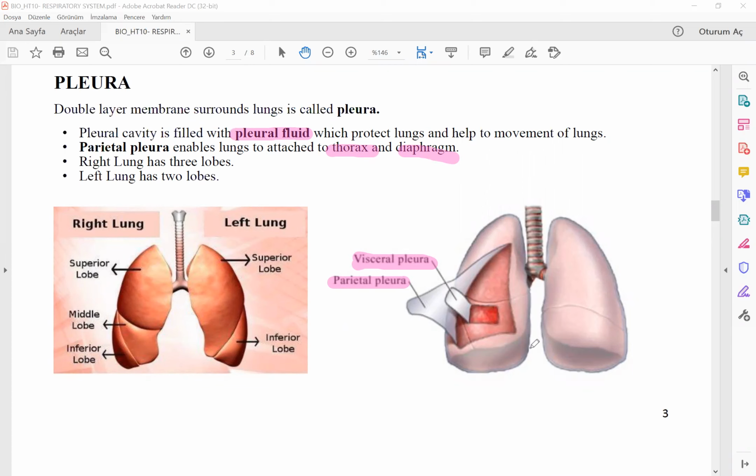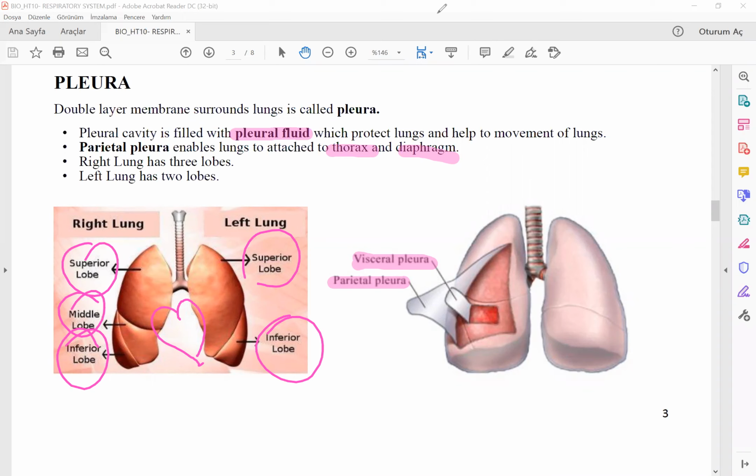And the right lung has 3 lobes because of the presence of the heart here, and the left lung has 2 lobes, because the heart is here. It's shorter: superior lobe and inferior lobe on the left; superior lobe, middle lobe, and inferior lobe on the right. There are 5 lobes in total.